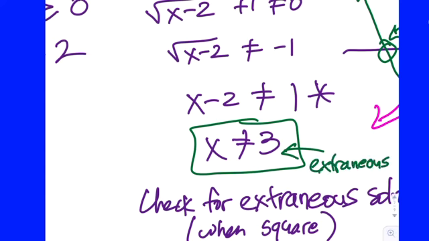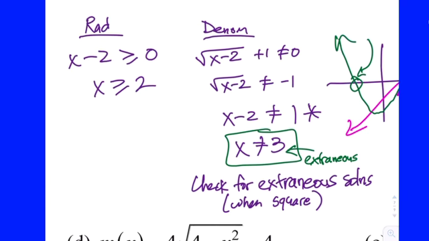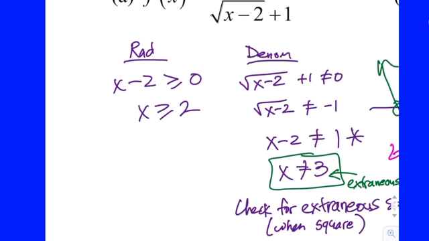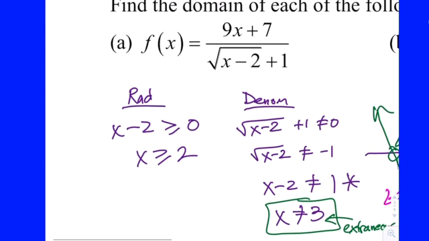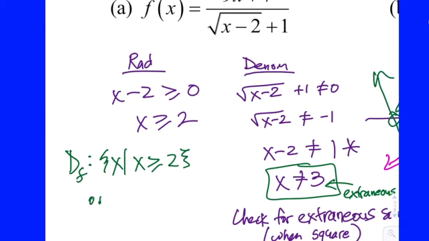All right. So now we have to get in the habit of checking because we don't want to throw out good guys and call them bad guys. So therefore, the domain of f is simply the set of all x such that x is greater than or equal to 2. And we do not throw out the 3. Or, in interval notation, it'd be bracket 2, comma to infinity.